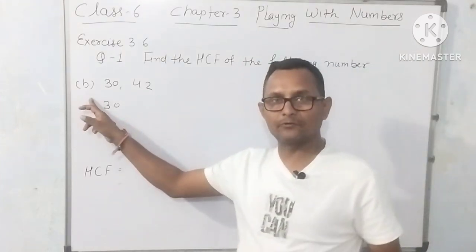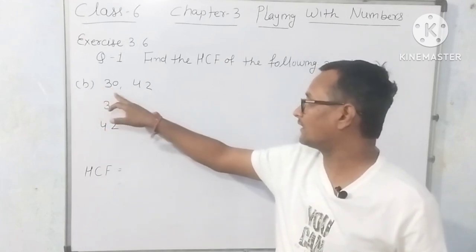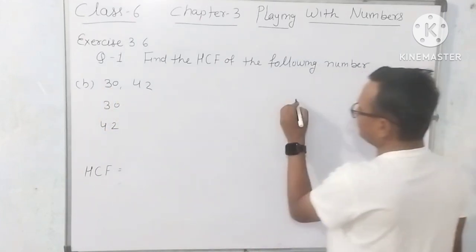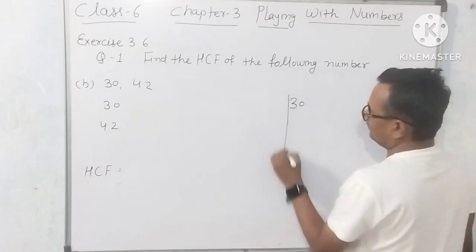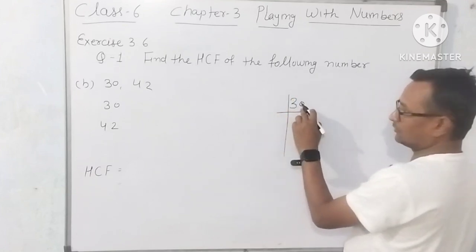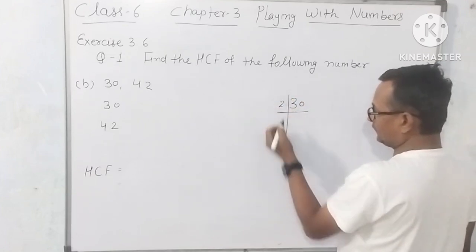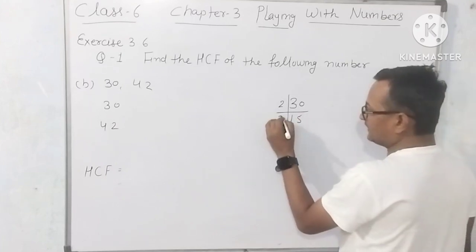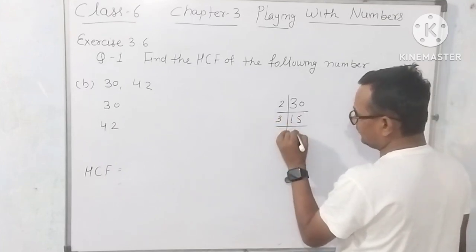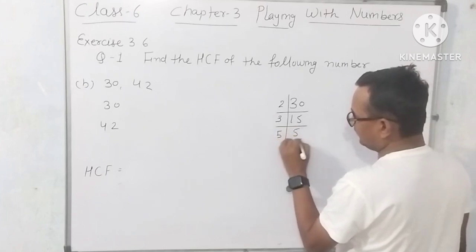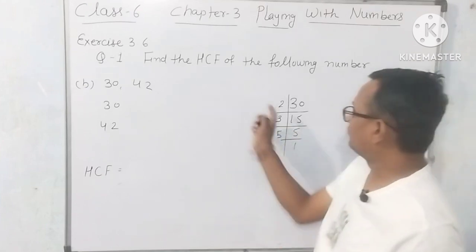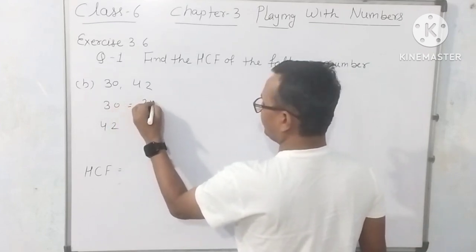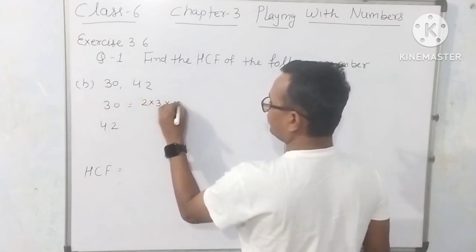For B, again we have to do the same for 30 and 42. So we have to find the prime factors of 30. 0 is an even number, so it is divisible by 2. Now 15. 15 is divisible by 3. 5 1s are 5. So the prime factorization of 30 is 2 into 3 into 5.